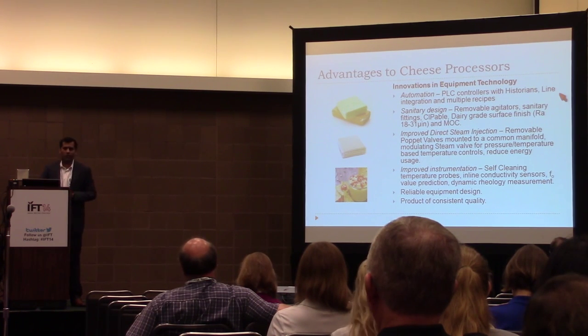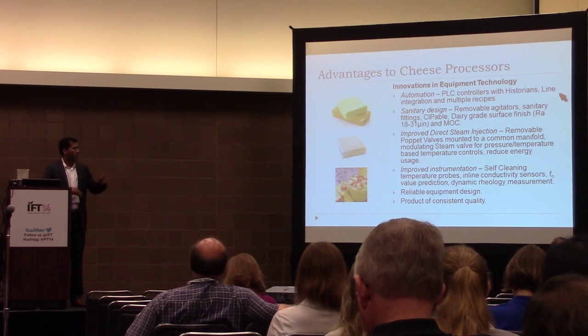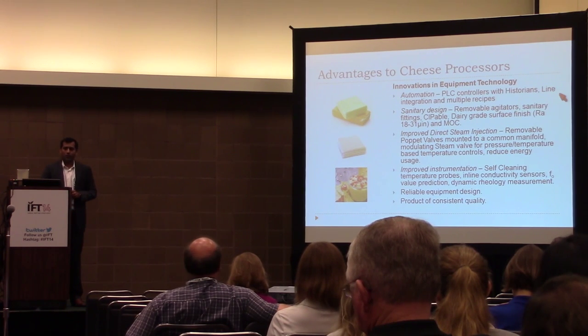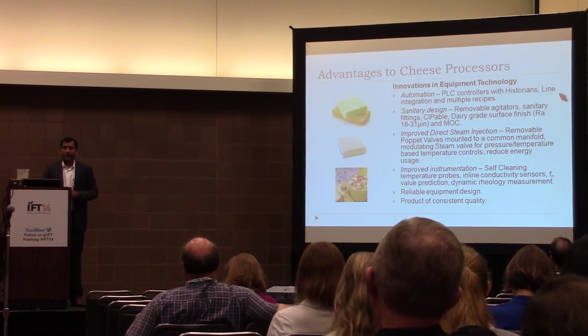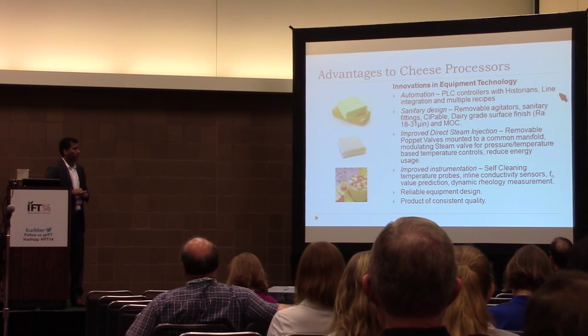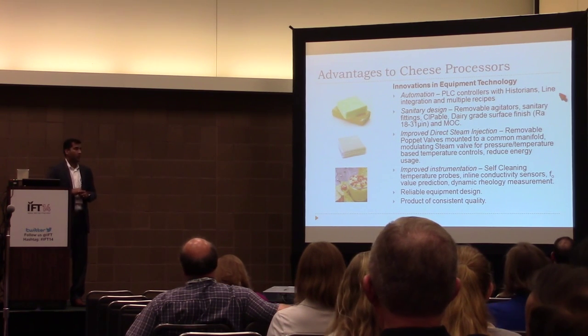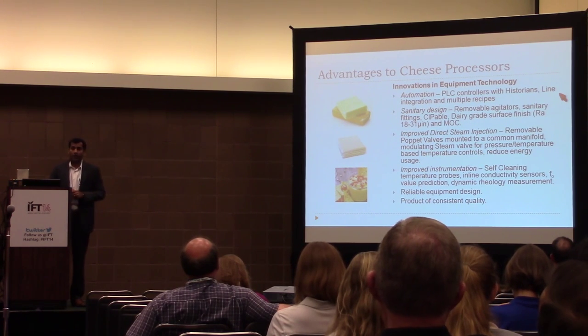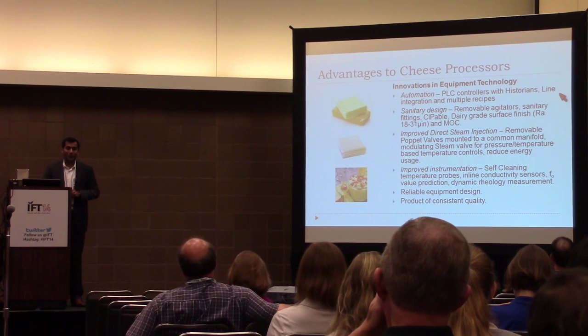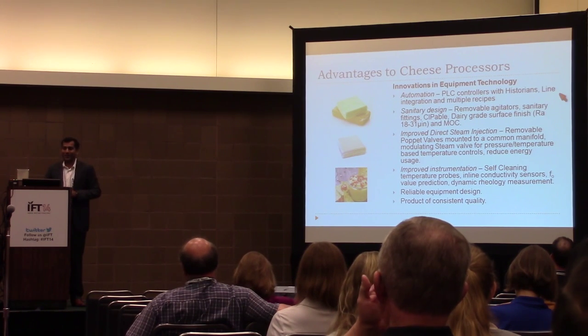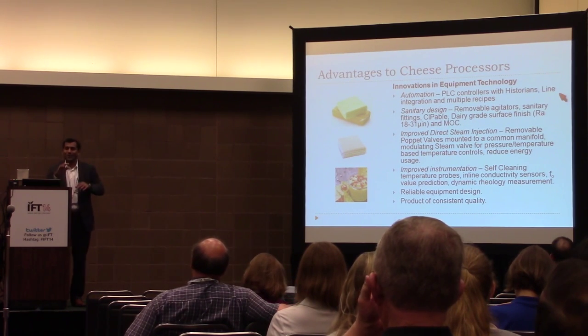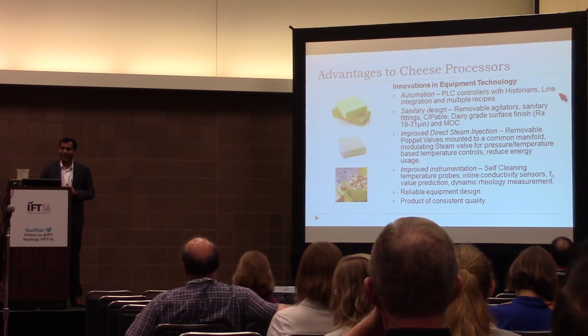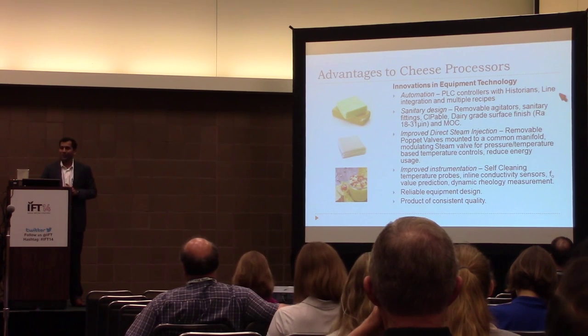Sanitary design, as I was talking about earlier. Removable agitators are present on most sides of the machine, and they allow you to clean it in a better way. Sanitary fittings, CIP-able machines, dairy-grade finish, and material of construction. Most people ignore what material of construction is on their machine, the composition of the steel and all those things. And it's really important what you buy from the market.